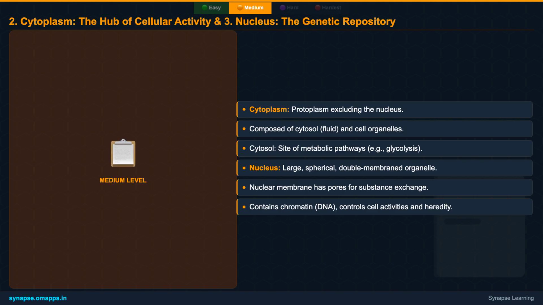repair, and reproduce effectively. The nucleus, our cell's command center, is enclosed by a double-layered nuclear membrane, punctuated by pores. These nuclear pores act as gateways, controlling the traffic of molecules between the nucleus and the cytoplasm. Inside, the genetic material, DNA, is organized into chromatin, which condenses into chromosomes during cell division. The nucleus, therefore, not only stores genetic information but also actively controls all cellular activities by regulating gene expression and orchestrating cell division, making it indispensable for cell survival and reproduction.